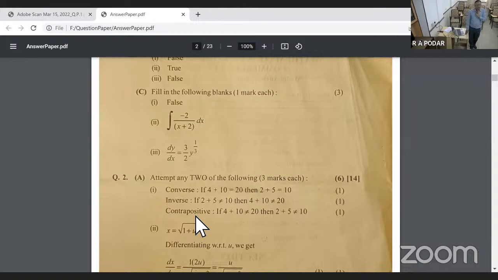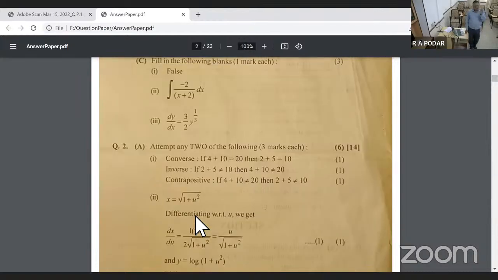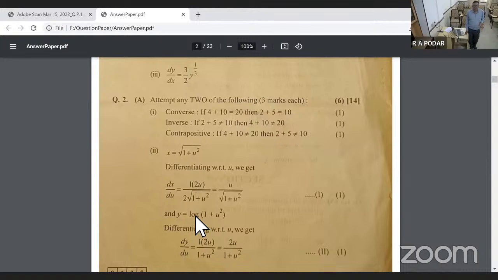Then C part. See here, fill in the blanks, it was there. So first one is false. Second one is integral, you have to write. One integral is given, one you have to write out. So A ka value is -2. Value of A you have to substitute there and separate the integrals. And third one, they have told you to find the differential equation. So you have to calculate that and get it. The solution was given, you have to find the differential equation.